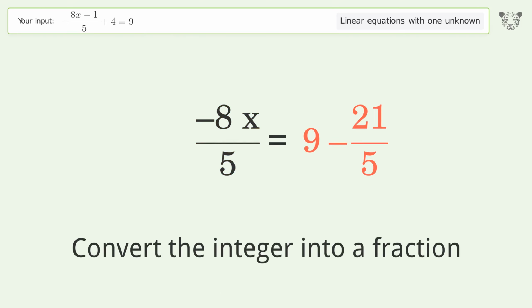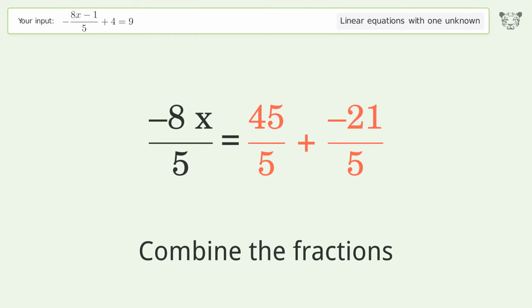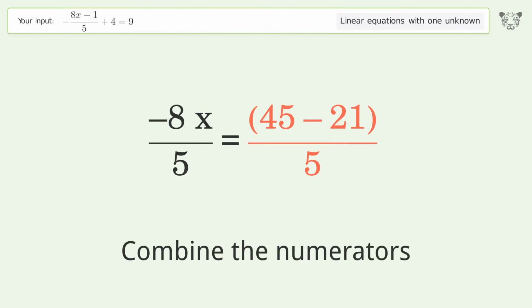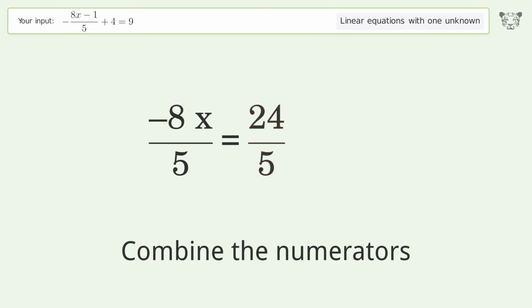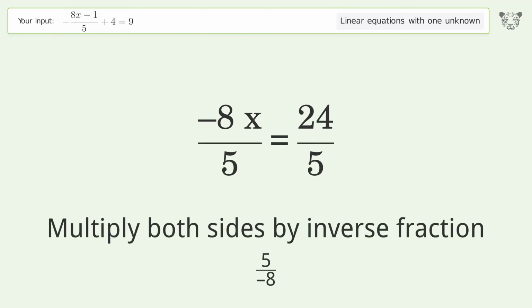Convert the integer into a fraction. Combine the fractions. Combine the numerators. Isolate the x. Multiply both sides by inverse fraction 5/8.